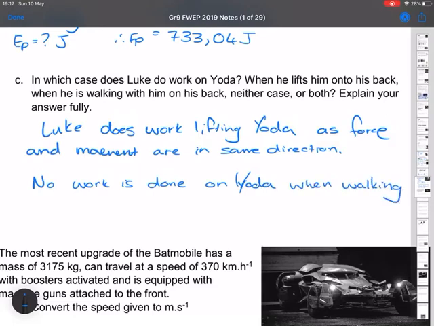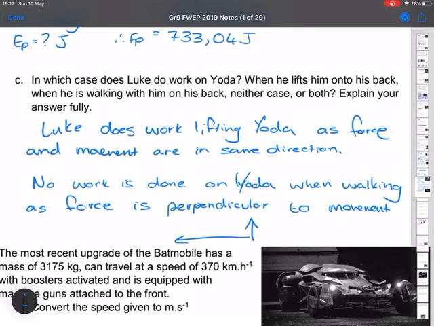So when they were walking, no work was done, and the reason for that is because the force was perpendicular to the movement. Perpendicular meaning at right angles. So the force was acting upwards, but their movement was, if they were walking from right to left, to the left, and that angle between them is 90 degrees.